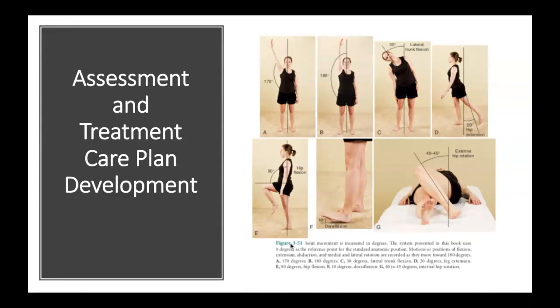So you'll see here in picture A, she's not fully at 180, but from 0 to 180 would be B. C is 30 degrees of lateral trunk flexion. We look at D, that's 20 degrees of leg extension. And at the hip, we got 90 degrees. Obviously, if we were laying on the table, we know what 90 looks like. And then we got F, which is showing 10 degrees of dorsiflexion. And then G is showing 40 to 45 degrees of internal rotation.